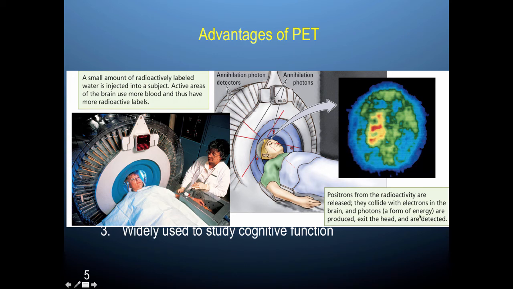When these photons are released, they are released at exact 180-degree angles. So if a photon is detected over here, it also means that a photon was released over here at 180 degrees, and they can then use this 180-degree mapping to pinpoint particular regions of the brain. It sounds a little scary to have this radioactive compound injected into your body, but they really do nothing. They are basically just detectors that are released.